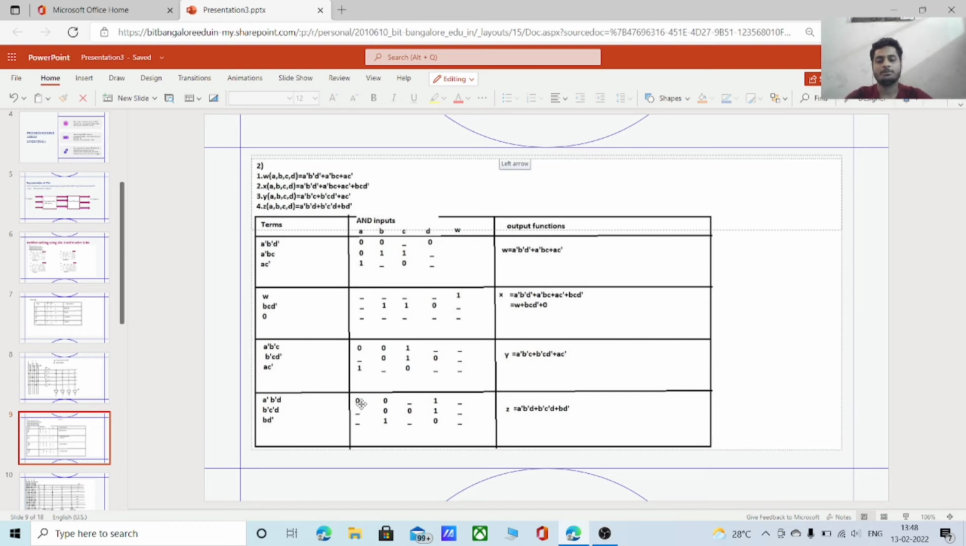In the same way as the previous terms, at A it's 0, at B it's 0, and at D it is 1, and at C and W it's dash. B complement C complement D: at B it is 0, at C it is 0, and at D it is 1, and at A and W we put dash. And for B into D complement, at A we put dash, at B we put 1, and at D we put 0, and for C and W we put dash. So we get the Z term.